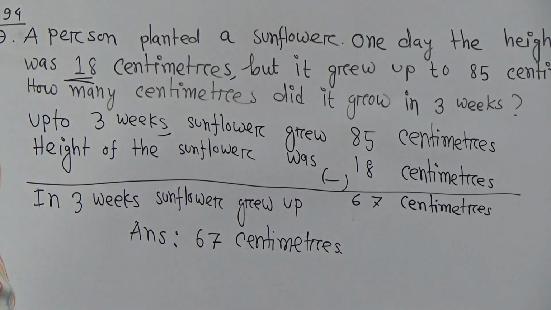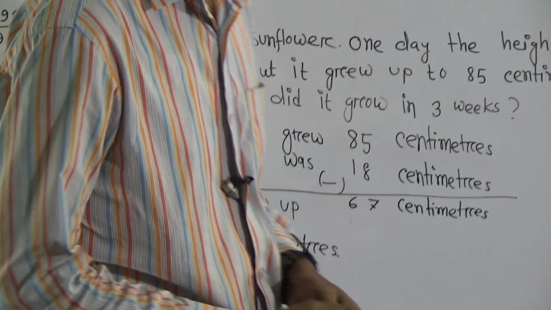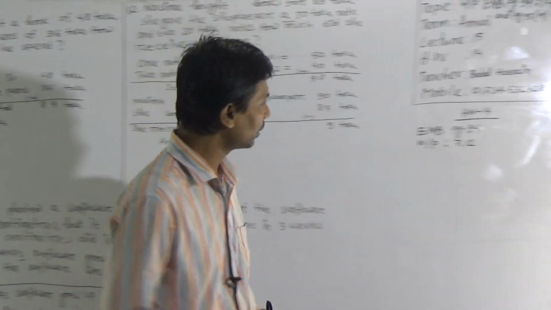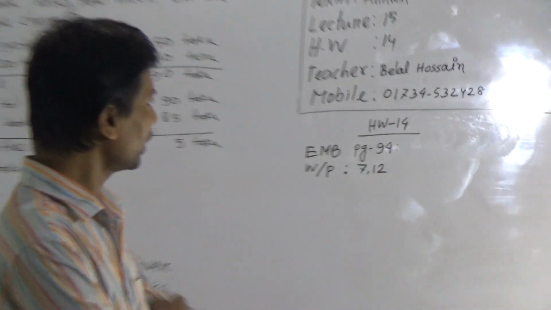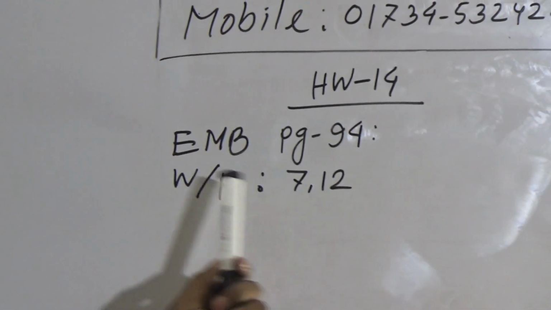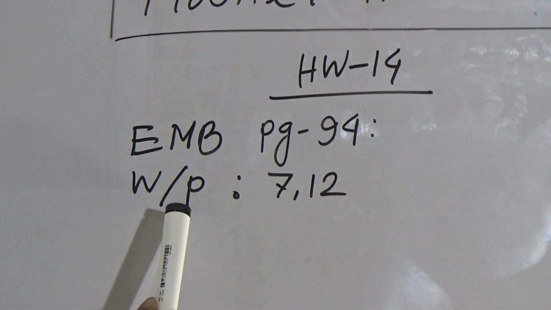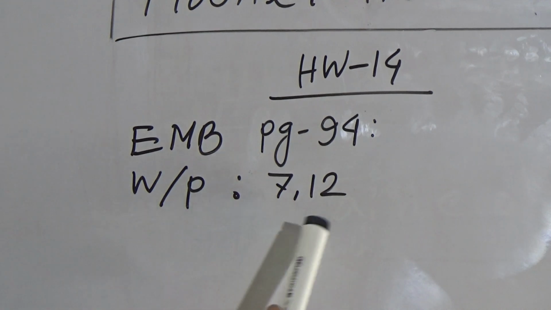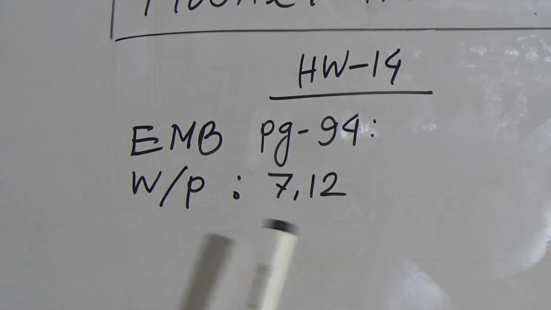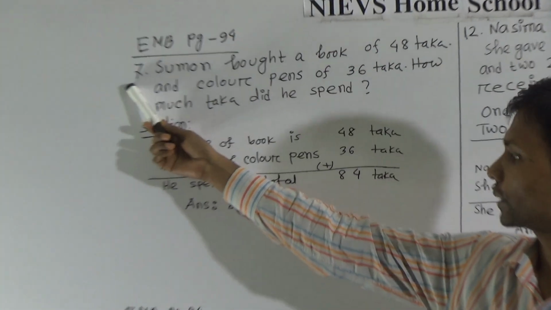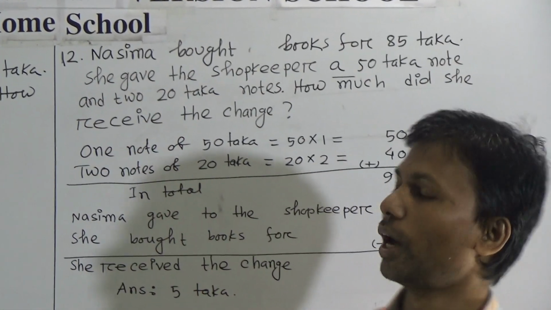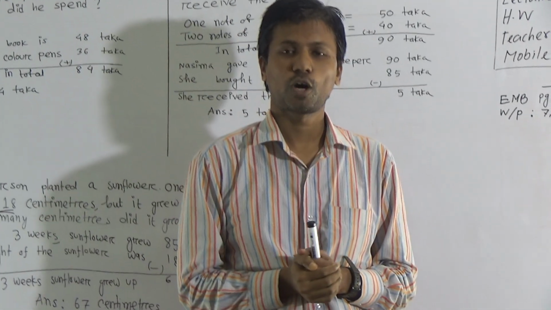Okay, dear student, I hope you understood today's discussion. Now I want to talk with you about our HW. You see, HW number 14, MB page 94. What problem? 7 number and 12th number. Which is not solved today? You see the question number 7 and question number 12. Okay, you solve these 2 word problems.